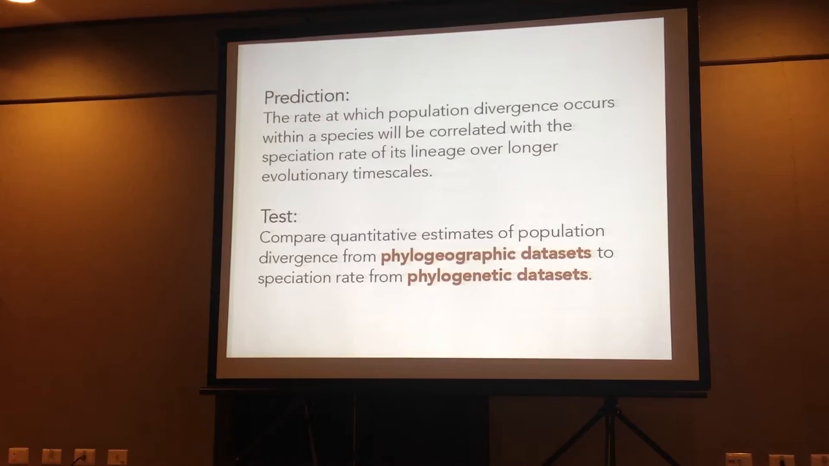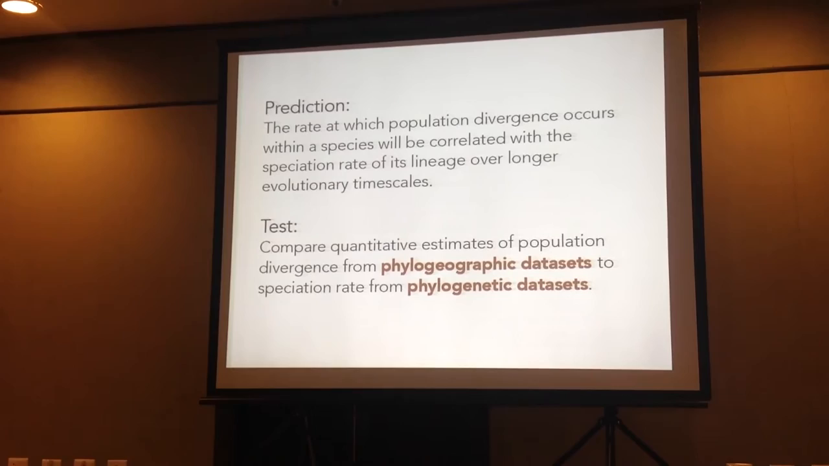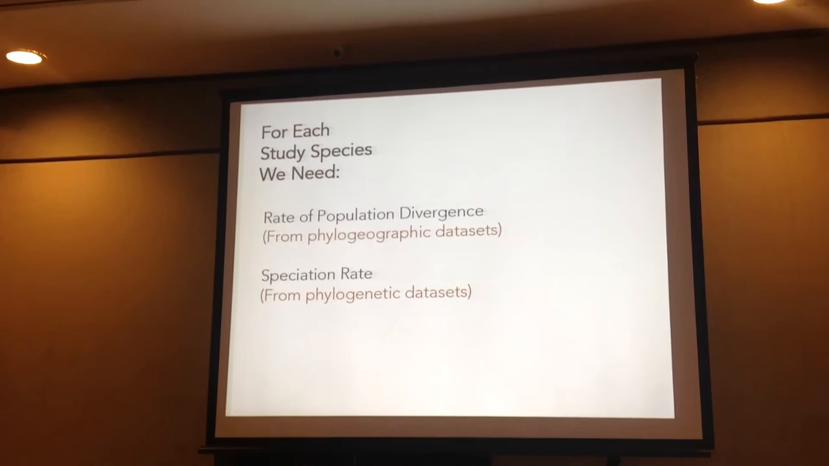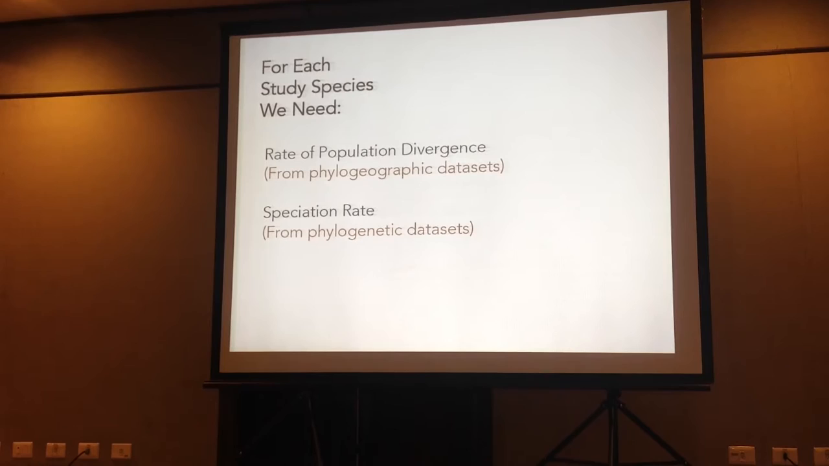Now, with the proliferation of genetic data, we can come up with quantitative estimates of within species population divergence using, for example, phylogeographic data sets. And we also have a lot of data to estimate speciation rates in the form of phylogenies. So, if we want to do a study on this, we need for each study species the rate of population divergence, so we need a phylogeographic data set as well as a speciation rate estimate from a phylogeny.